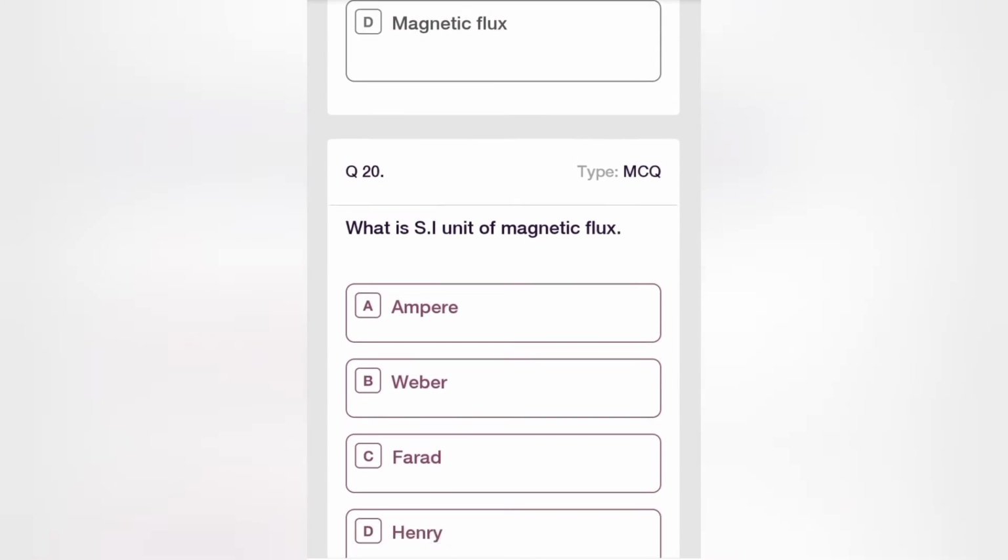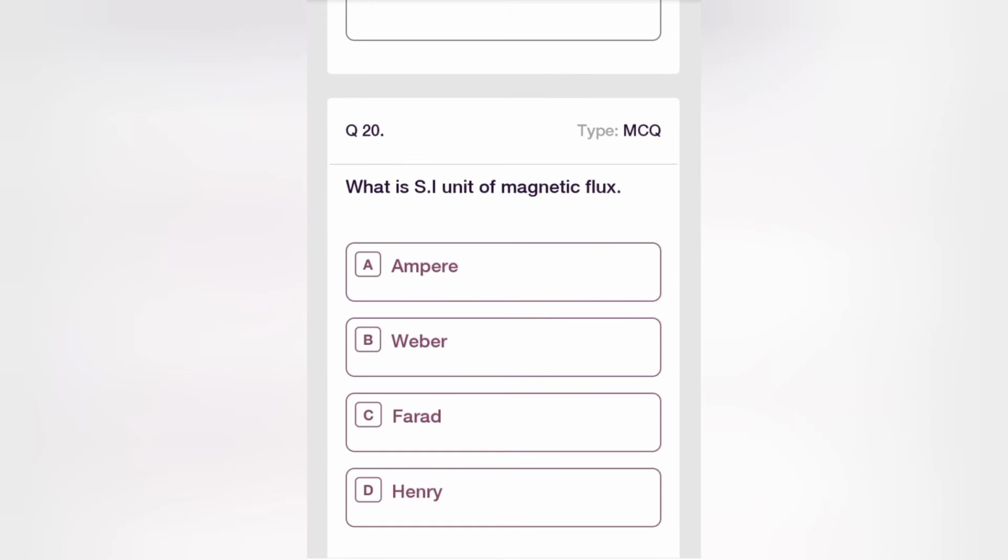What is the SI unit of magnetic flux? The SI unit of magnetic flux is the Weber. Whereas option A, ampere, is the SI unit of current, farad is the SI unit of capacitance, and henry is the SI unit of inductance. So option B is the correct answer.